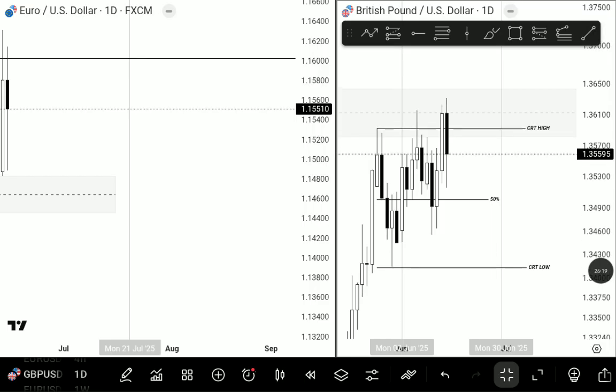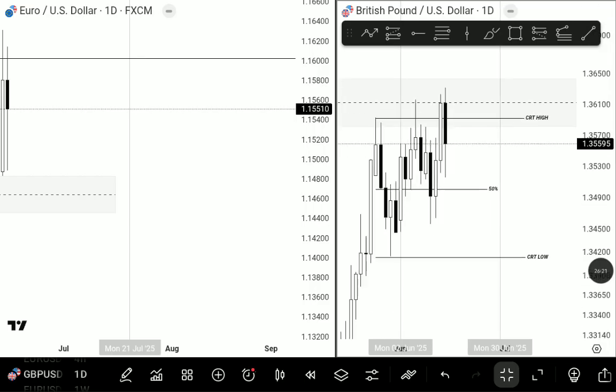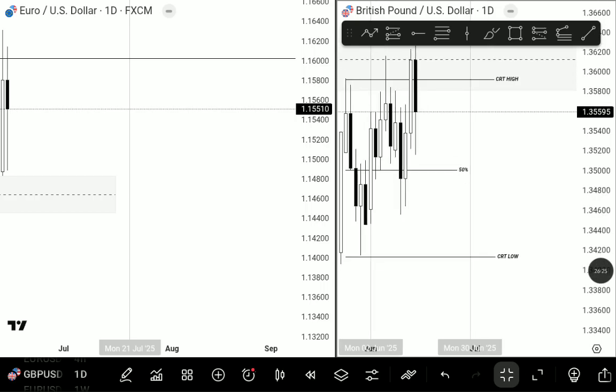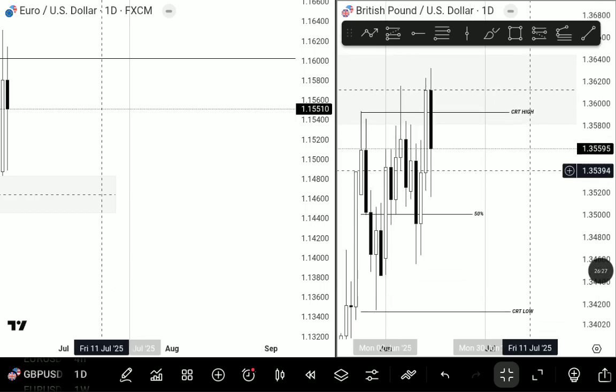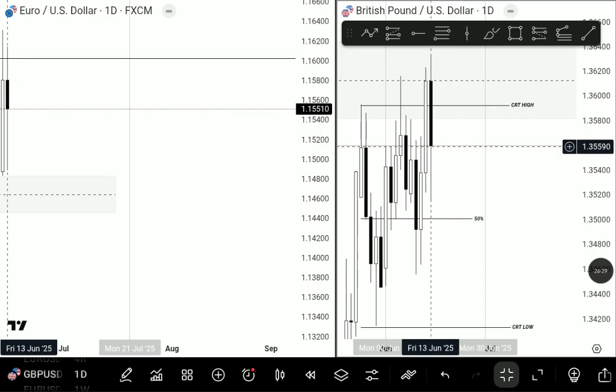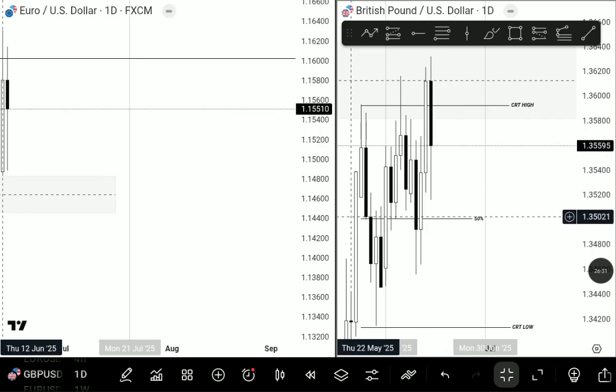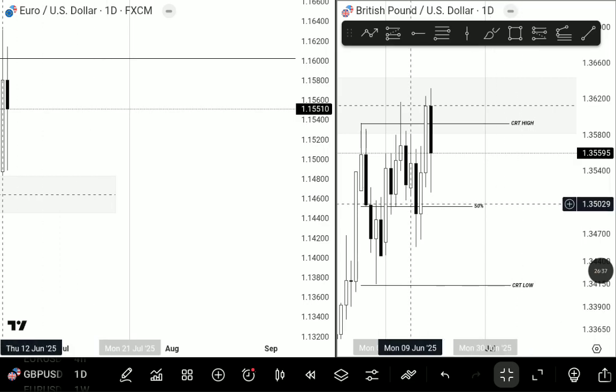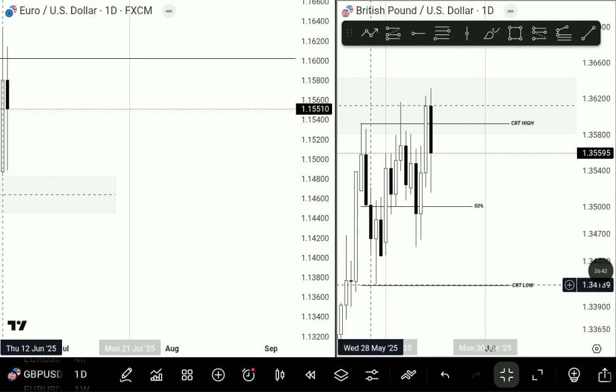So basically on the daily time frame, I do not have that much framework. Like I said, it's usually best to wait for Monday, right? See how Monday does. But in terms of my draw on liquidity, it's still the same. I still expect to see at least price move towards the 50% right here, and the opposite end.